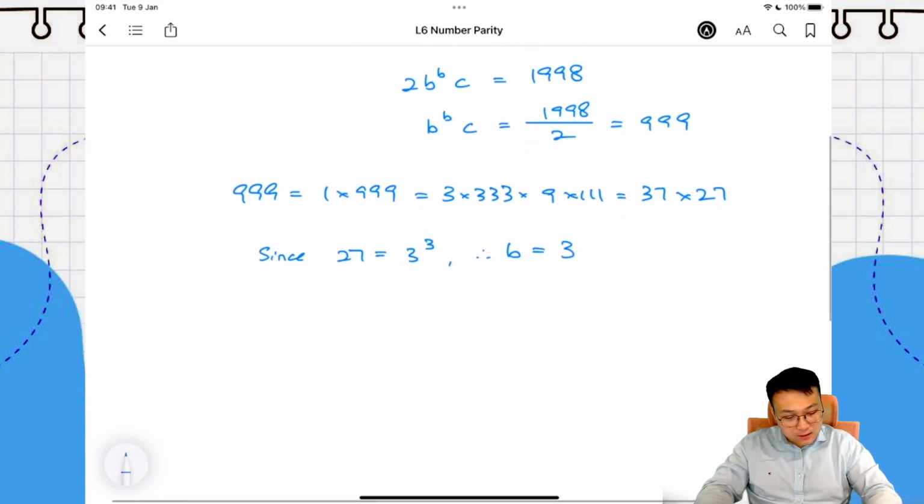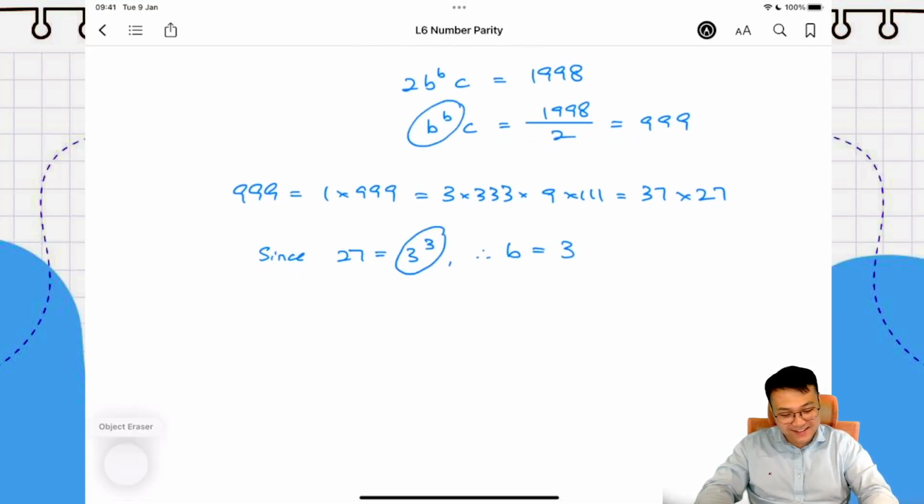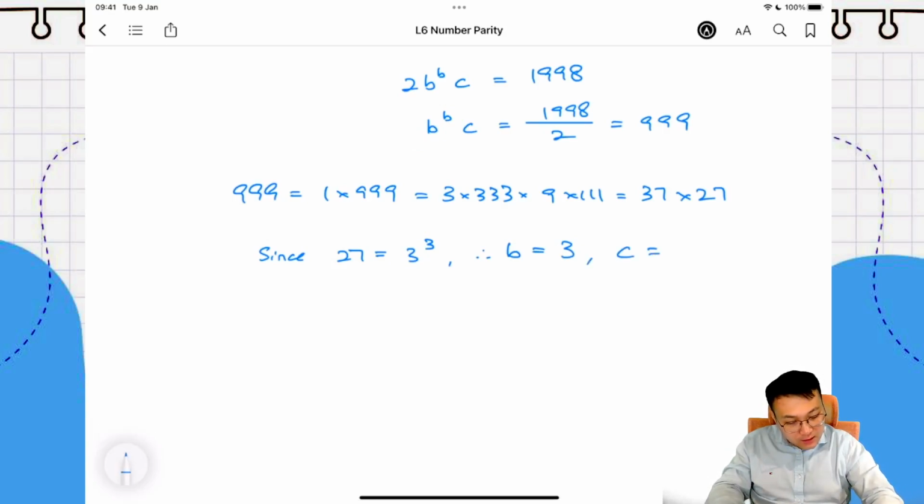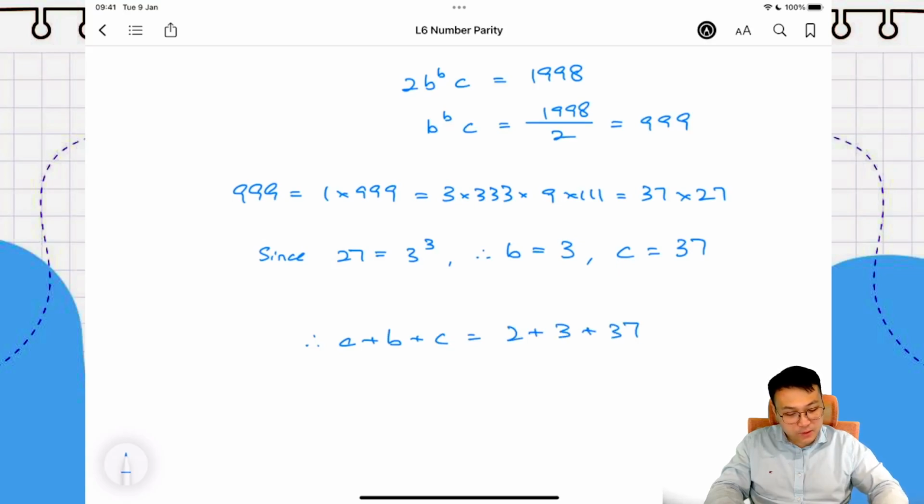Students, look here. Doesn't this look a lot like this? 3 to the power of 3. B to the power of B. So B should be 3. And therefore, C should be 37. Very good. Well done. Therefore, A plus B plus C should be 2 plus 3 and 37. Gives us 42. There you go. Well done.